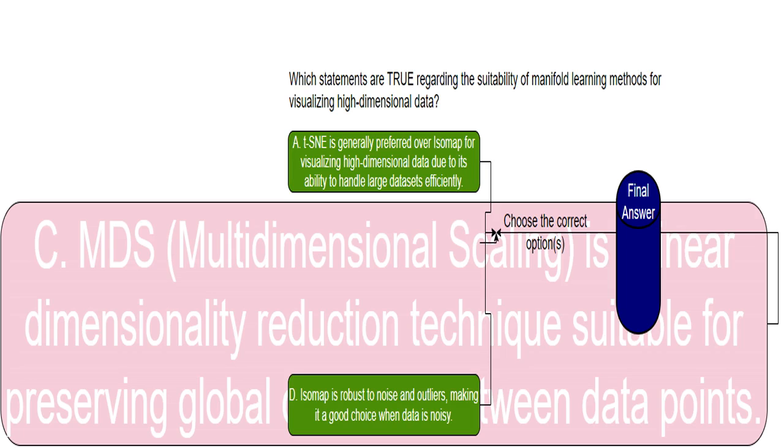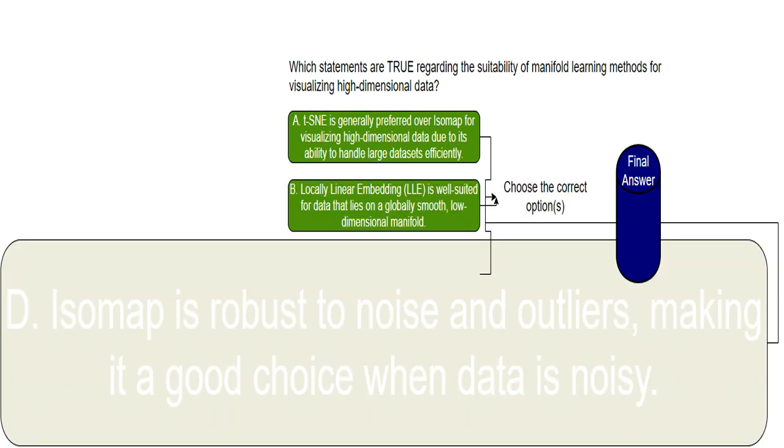This is about multidimensional scaling, MDS. I'll analyze whether MDS is a linear method and if it's effective at keeping the overall distances between data points accurate. Let's find out. The statement evaluates isomap's performance with noisy and outlier-ridden data.